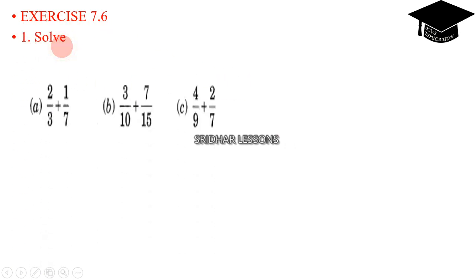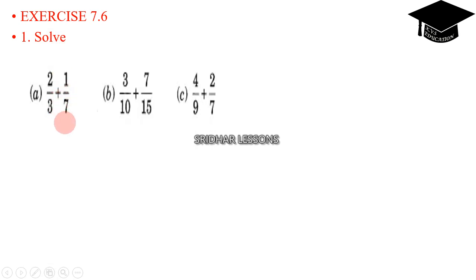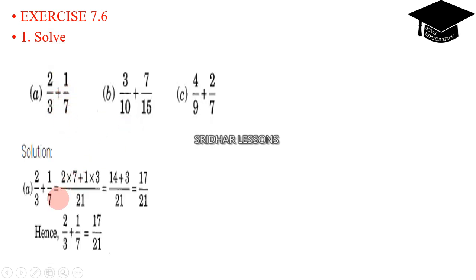Exercise 7.6. First problem, solve 2 by 3 plus 1 by 7. For this, we take the LCM of 3 and 7, which is 21. So cross multiply: 2 into 7 plus 1 into 3. So 14 plus 3 by 21, which is equal to 17 by 21.